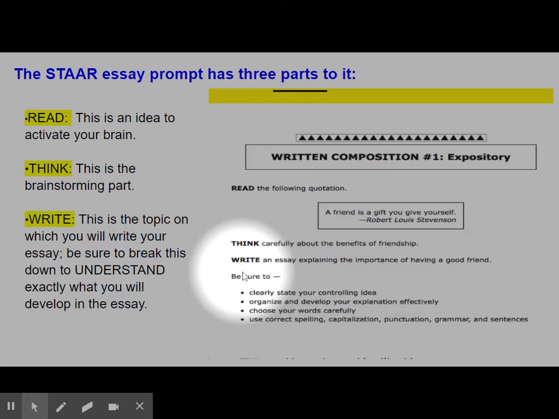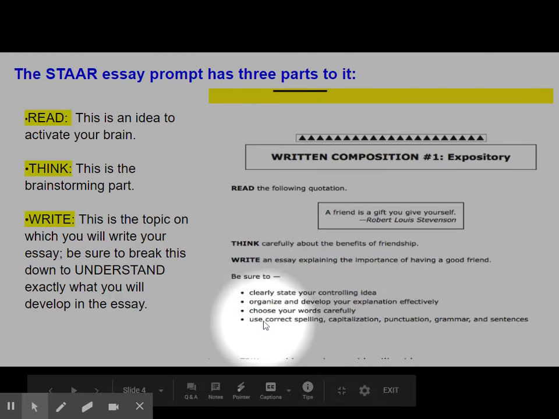It's right here. Write an essay explaining the importance of having a good friend. Be sure to clearly state your controlling idea, organize and develop your explanation effectively, choose your words carefully and use correct spelling, capitalization, punctuation, grammar, and sentences.